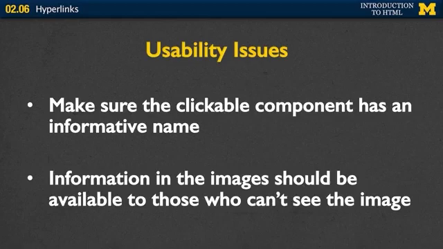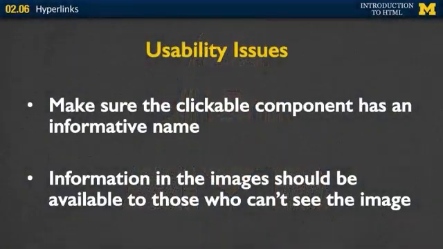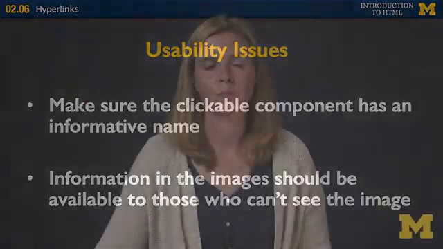So let's talk usability issues and accessibility issues. If you're going to use a clickable component, you want to make sure that it has an informative name. There's software out there that can list all of the links within a page for people who can't use typical means of accessing the page. And it is not at all helpful to them if all the links are labeled "click here, click here, click here," right? You want to give it some sort of informative name. You also want to make sure that if you're using an image for the clickable portion of your link, that image has some sort of alt text or other information available to those who can't see the image. So let me show you some coded examples of those types of links.